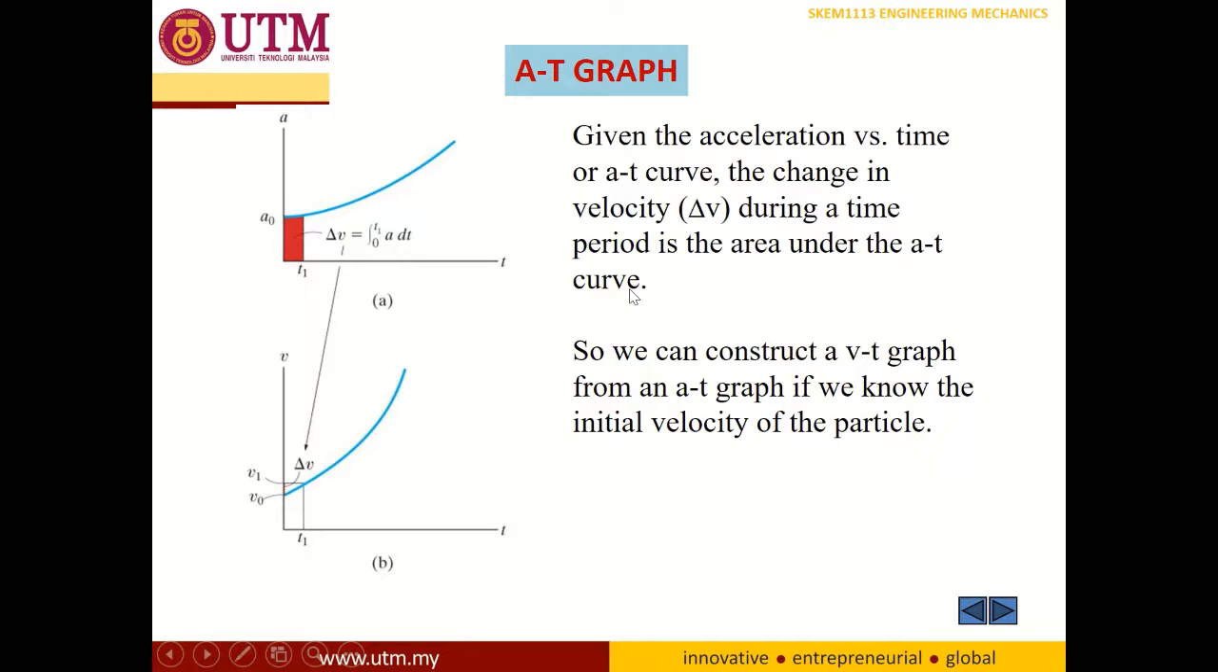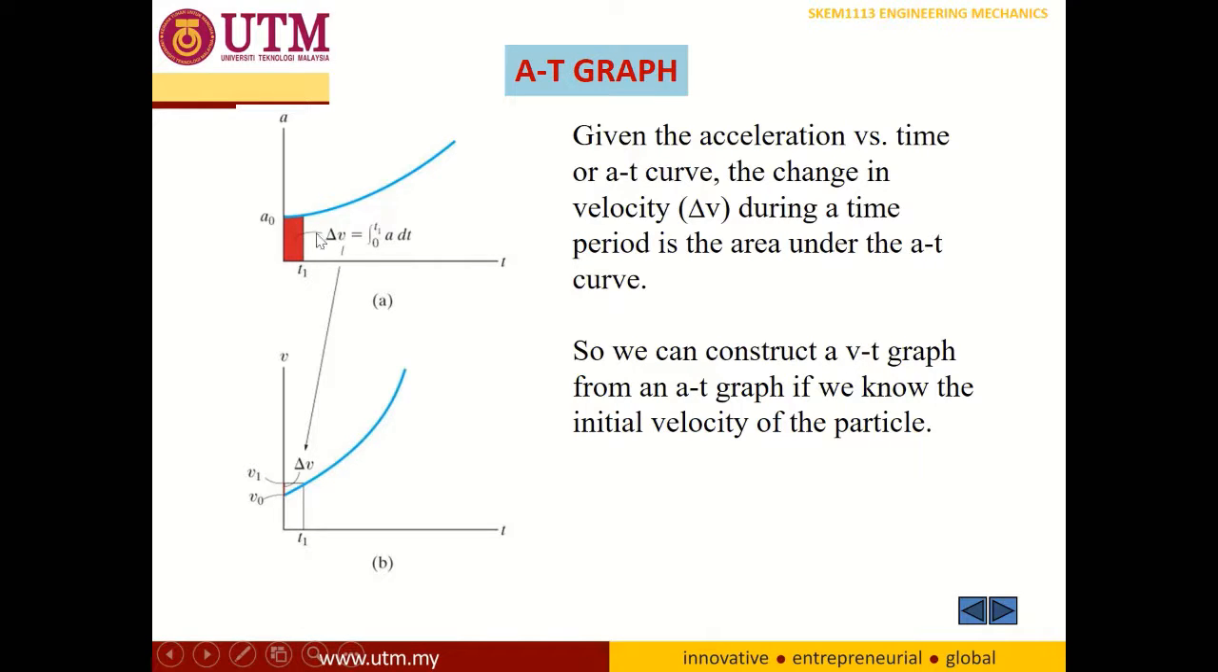And then further, we also have the acceleration over time graph, for example given by this curve. Then to find the velocity of the system from this graph, we find the area under the graph. The area under the graph will give us the velocity of the system.